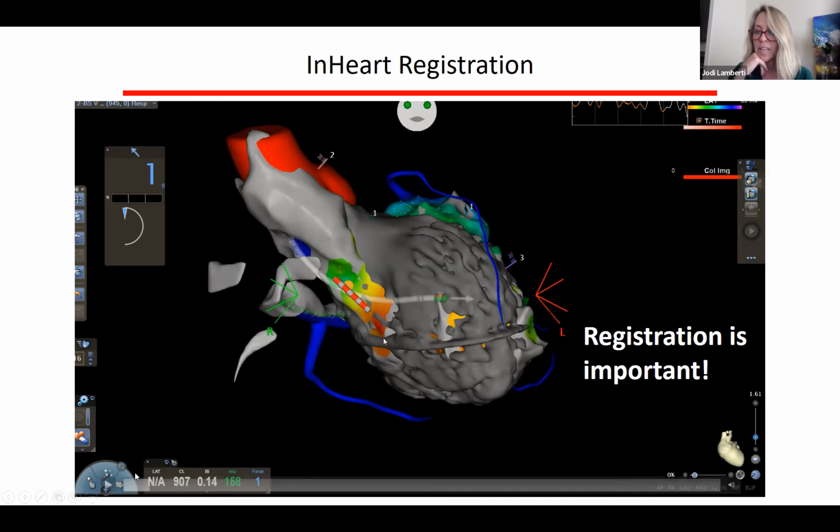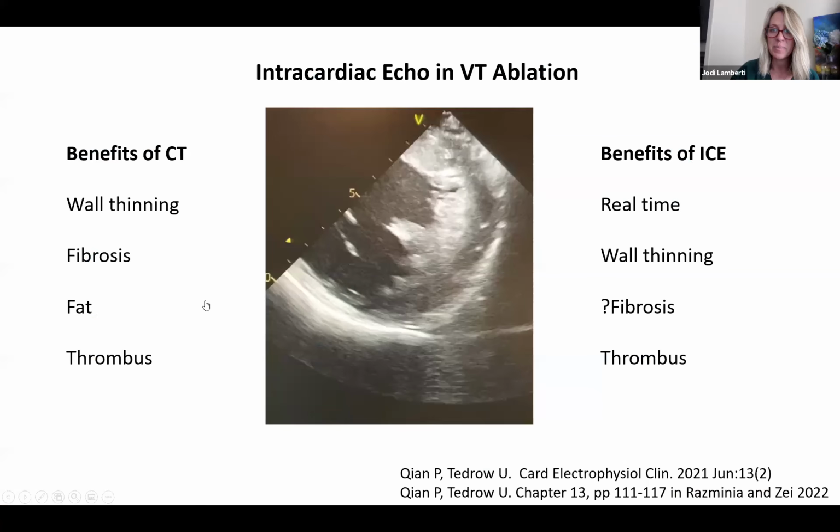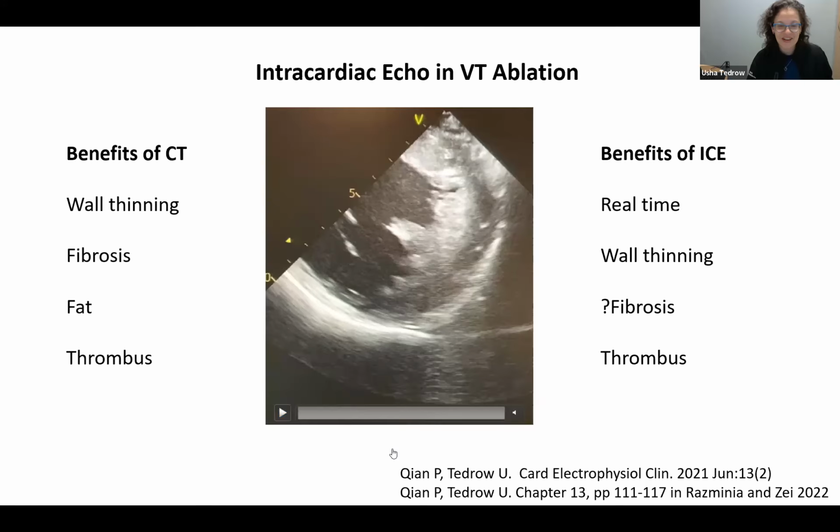Good. Thank you, Felix. So if there are no other questions right now for Felix, we'll turn it over to Usha. And as Hubert alluded to, she's going to talk about a different style of registration in her case study. So Usha, we'll turn it over to you. And Usha, you're on mute. Sorry about that. Thank you so much for having me.